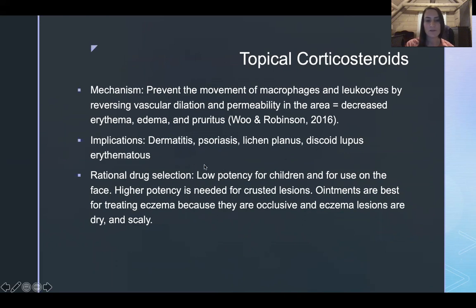Implications for use: dermatitis, psoriasis, lichen planus, discoid lupus erythematosus. Rational drug selection: you use a low potency for children and if you're going to use it on the face, and use a higher potency if they are crusted lesions. Ointments are best for treating eczema because they are occlusive, and eczema lesions are dry and scaly, so it locks in the moisture.